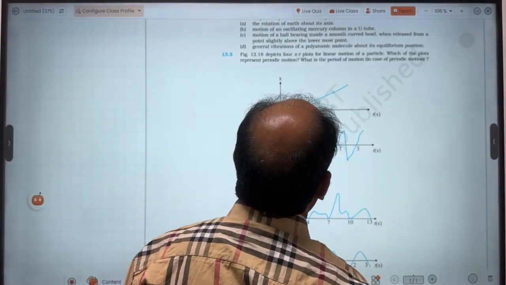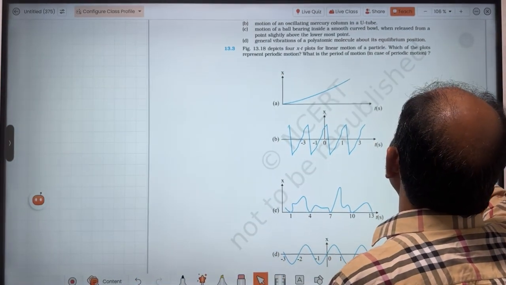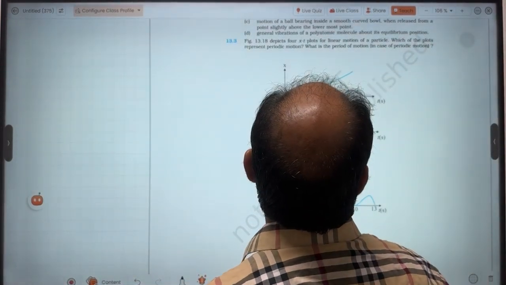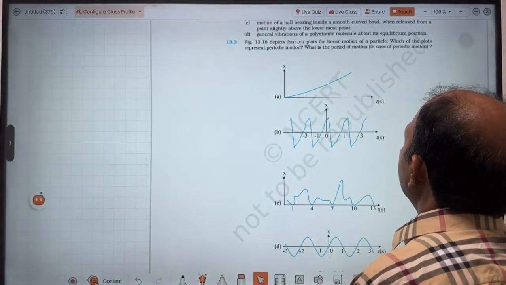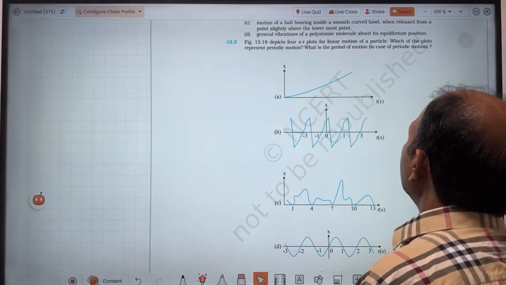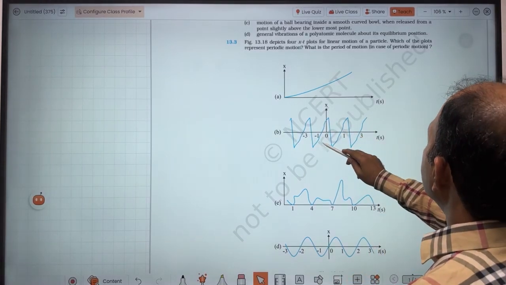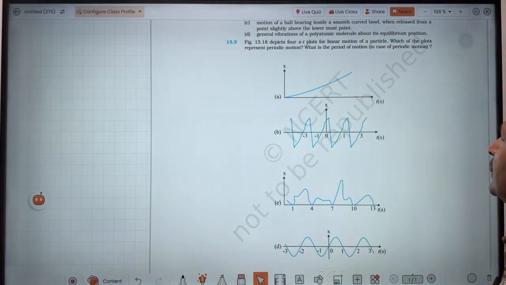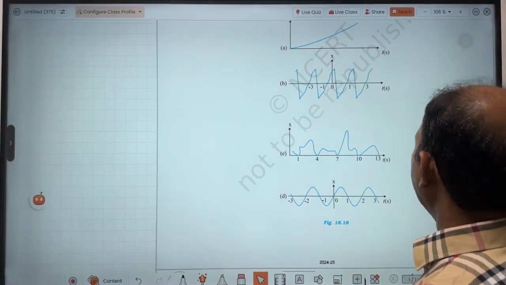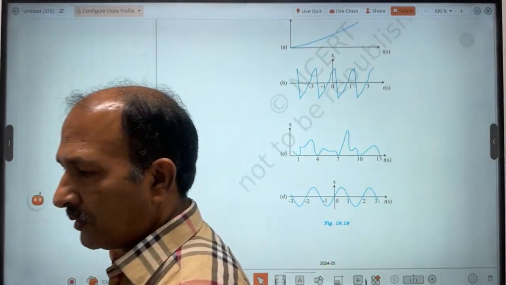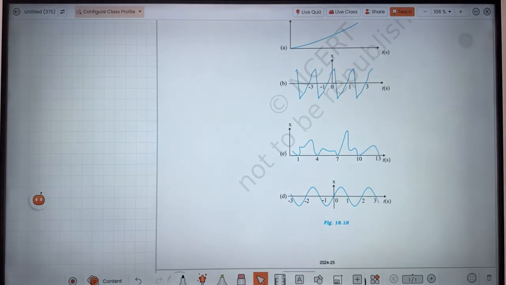Now let's see some graphs and we have to tell whether they are periodic. If periodic, then what is the time period? So here it is not periodic, it's not repeated. Here it is periodic. If you observe the distance between peak and peak, you will find 2 seconds. So you can say its time period will be 2 seconds. Here it is not periodic. Here it is periodic. Right? So up to here, there is no problem.